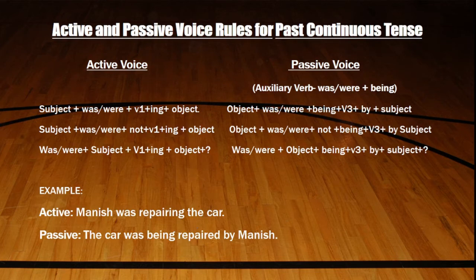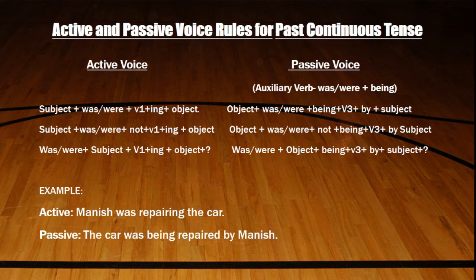So active voice would be like subject with was or were, followed by the first form of the verb, of course not to forget the ing to this as it's a continuous tense, and then the object. Here in the case of passive voice, object comes first, right? So it's like object plus was, were plus being with the third form of the verb, by plus the subject.